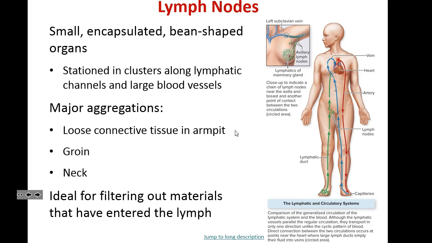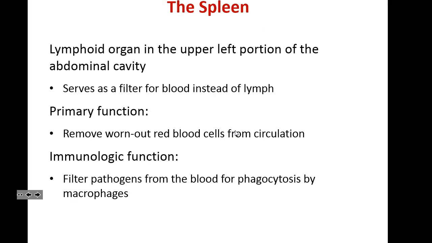Lymph nodes are small, encapsulated, bean-shaped organs. They are stationed in clusters along lymphatic channels and large blood vessels. There are major aggregations that are loose connective tissue in the armpit. Do you have a lymph node in the armpit? The groin, the neck. It's ideal for filtering out materials that have entered the lymph.